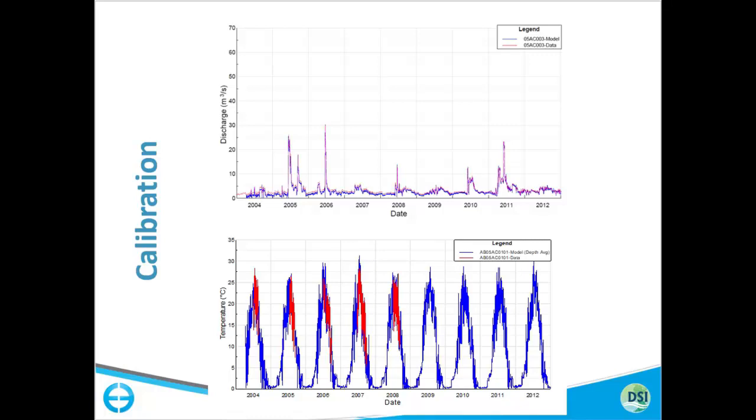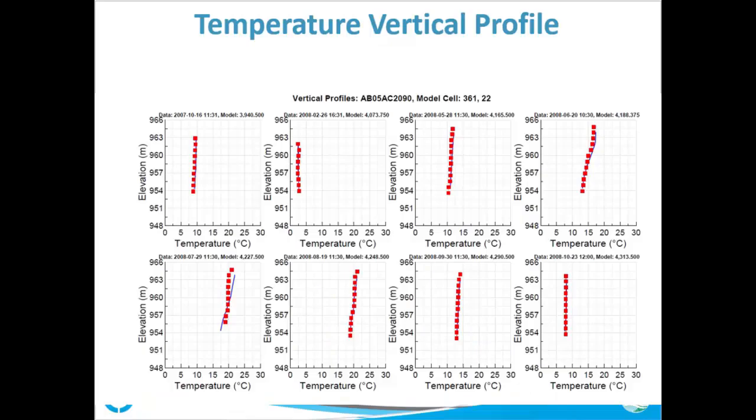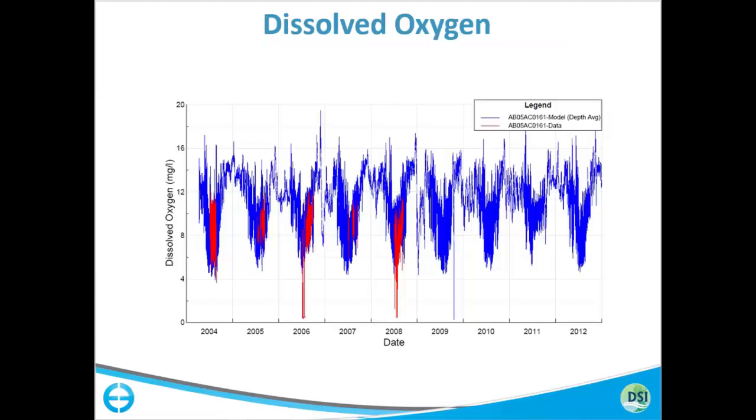This is the discharge, the blue is the model, and the red is the observed data. We have the data only in the summer period. So you have observations in the summer, and in the winter they had ice. So this is a vertical profile of temperature at a location in the Little Bow River. This is a dissolved oxygen comparison. So again, we had data in the summer.